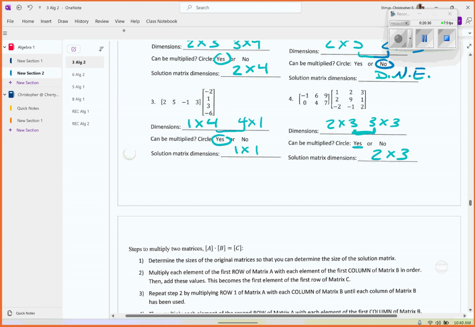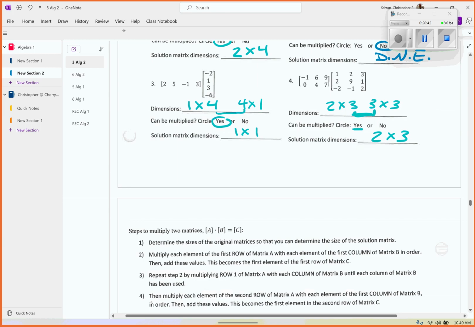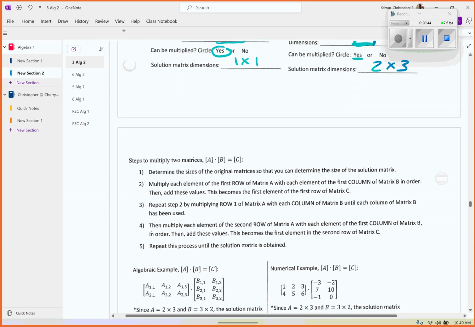Multiply each element of the first row of matrix A with each element in the first column of matrix B in order. Then add these values. This becomes the first element of matrix C. Repeat step 2 by row 1 of matrix A with each column of matrix B until each column of matrix B has been used. Then multiply each element of the second row of matrix A with each element in the first column of matrix B in order. Then add these values. This becomes the first element of the second row of matrix C. Repeat this process until a solution has been obtained.